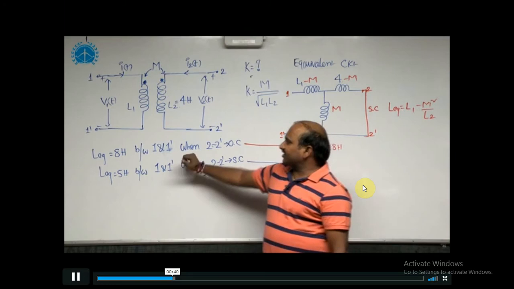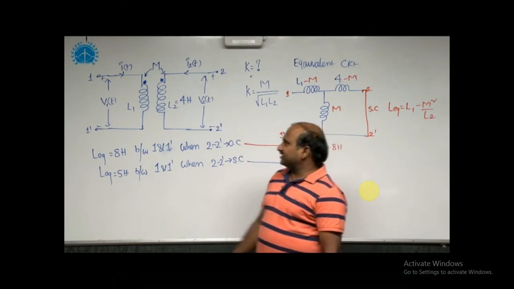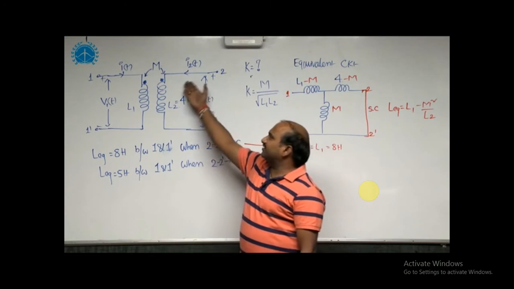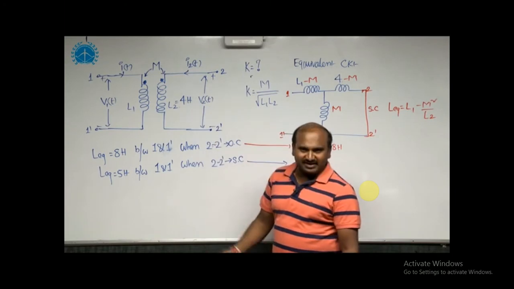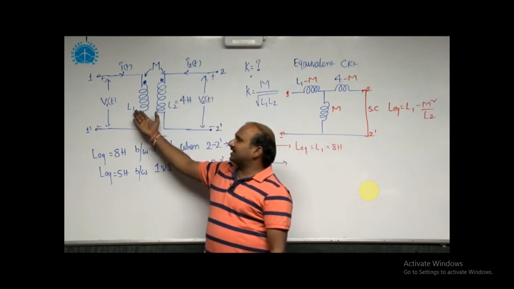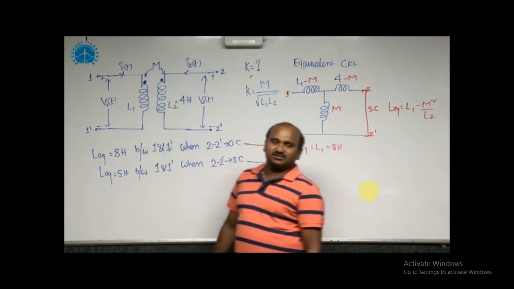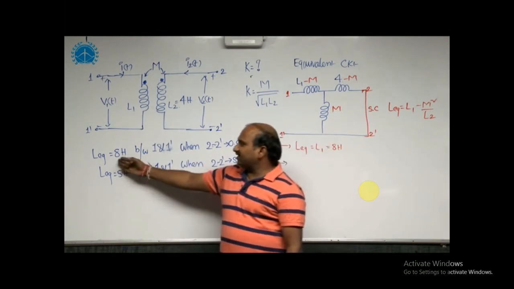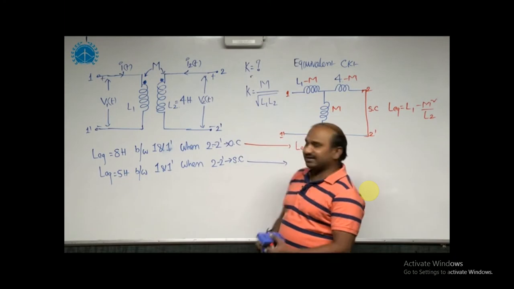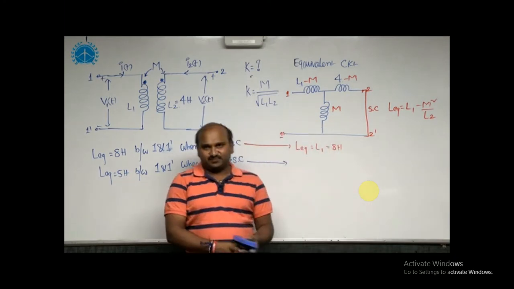According to the first case, whenever these two are open circuit, the L equivalent is equal to L1, since there is no secondary winding current. If there is no secondary coil current, we will not get any mutual inductance, because mutual inductance in the first coil is due to the second coil current. That's why the L equivalent with open circuit is equal to L1. Here I have taken L1 equal to 8 henries.